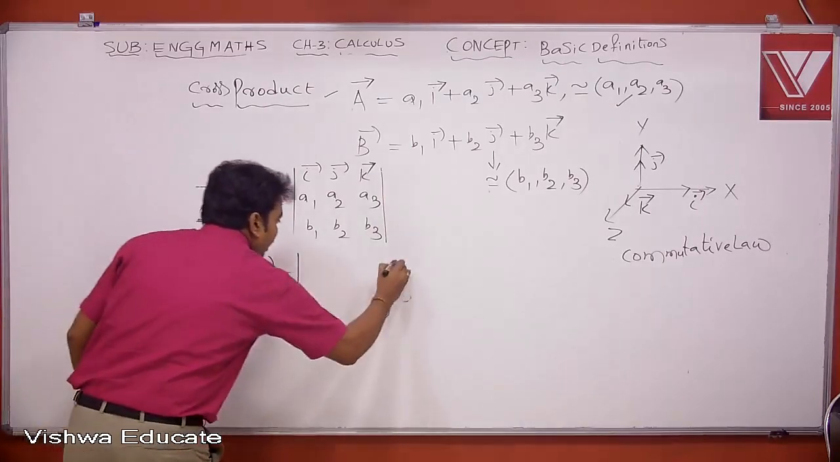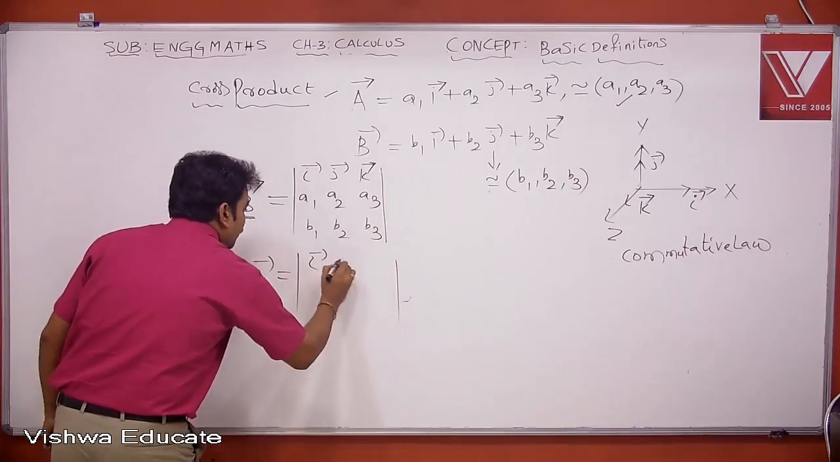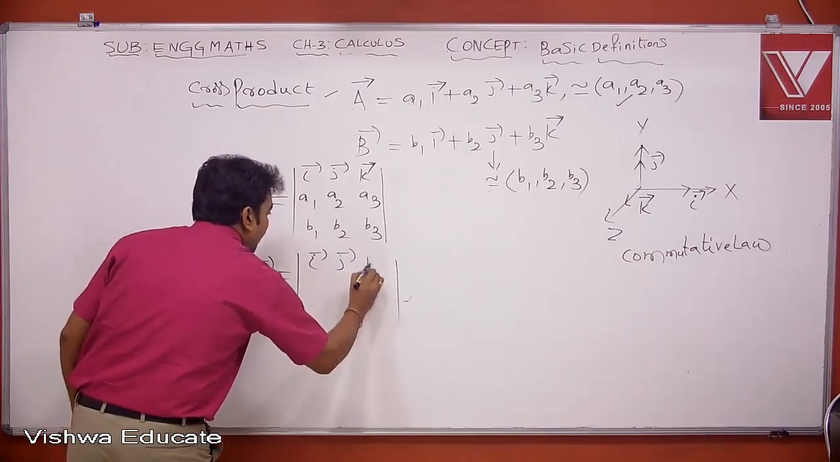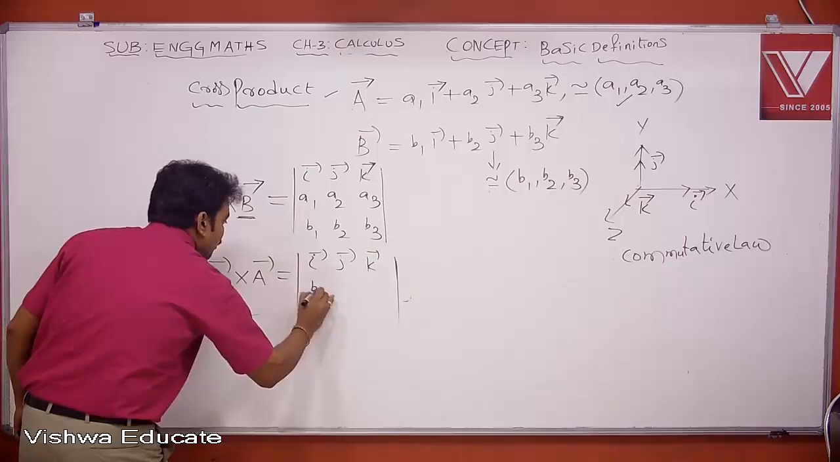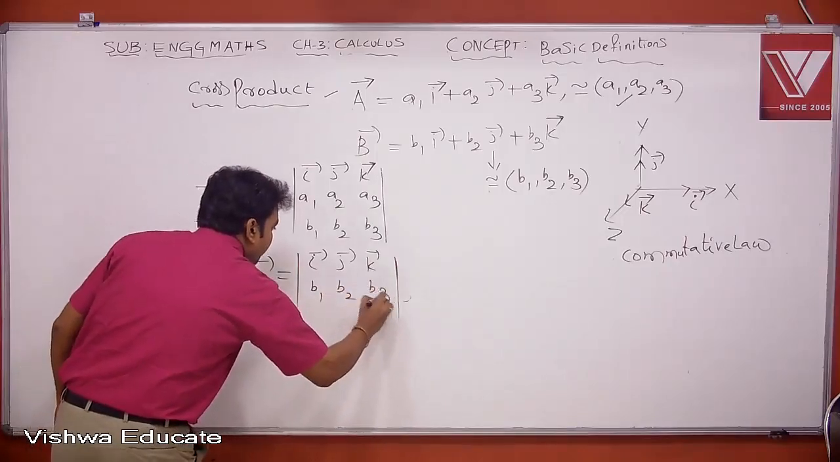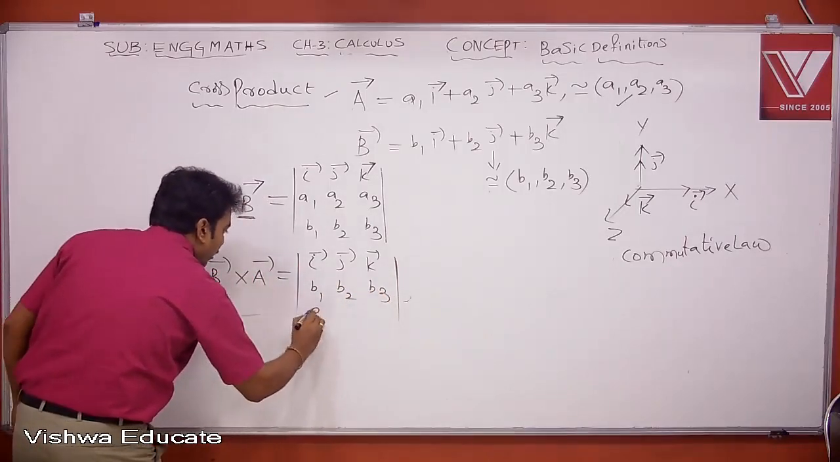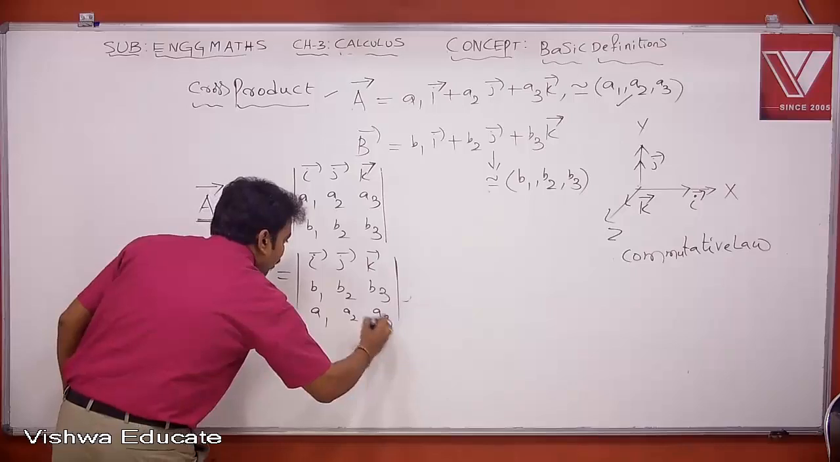So this is again a 3 by 3 determinant. The first row is the unit vectors i bar, j bar, k bar. The second row is the components of B bar, so they are B1, B2, B3. The last row is the components of A bar, they are A1, A2, A3.